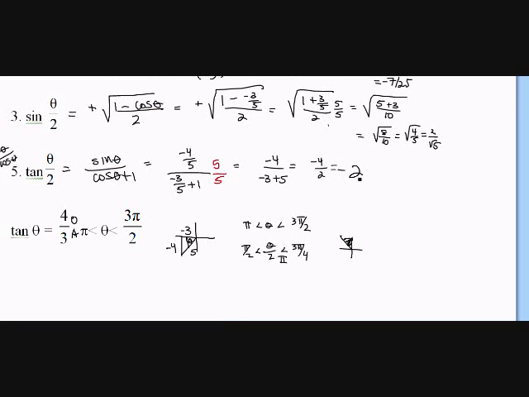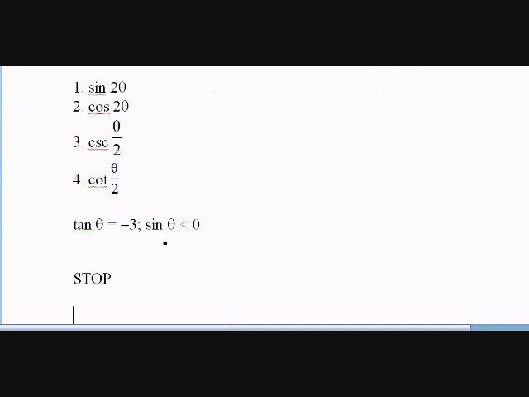Equals -2. And we're done. Okay, so we have tangent theta is equal to -3 and sine is negative. So in what quadrant is both tan and sine negative? That would be the fourth quadrant. So I draw my right triangle. Note again that I draw my right triangle with respect to the x-axis. I never draw with respect to the y-axis.